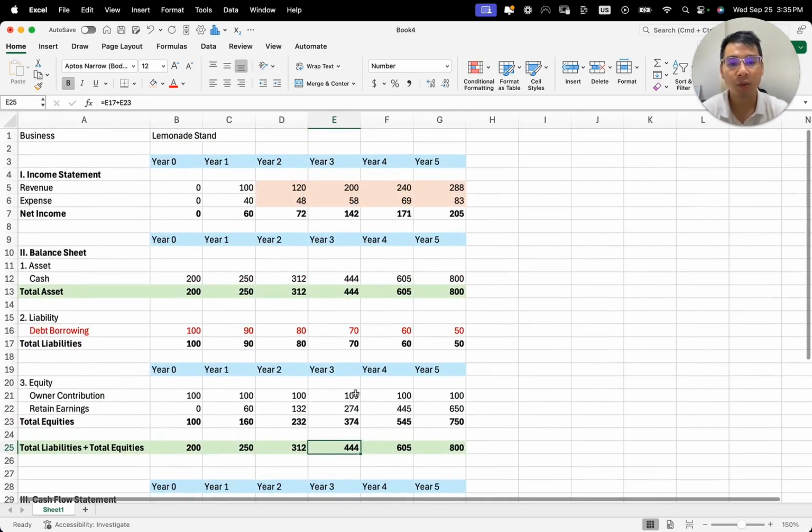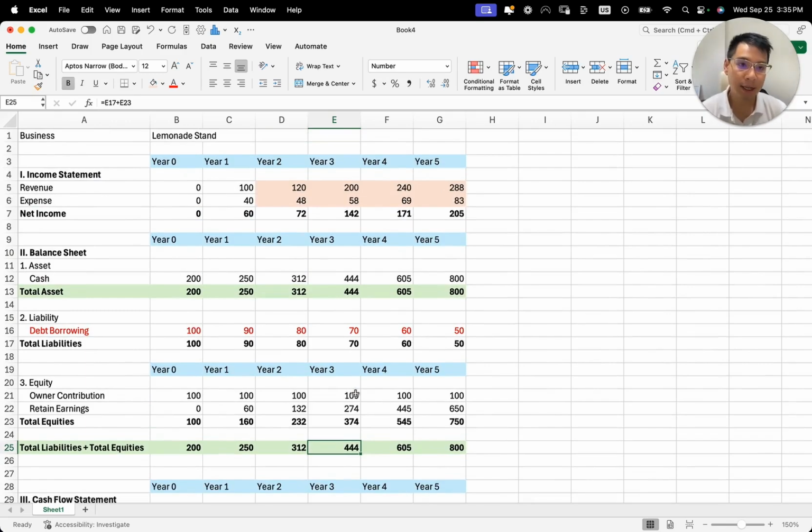So that's the rule of accounting. That's the rule of business accounting and finance: how the financial statements flow together.